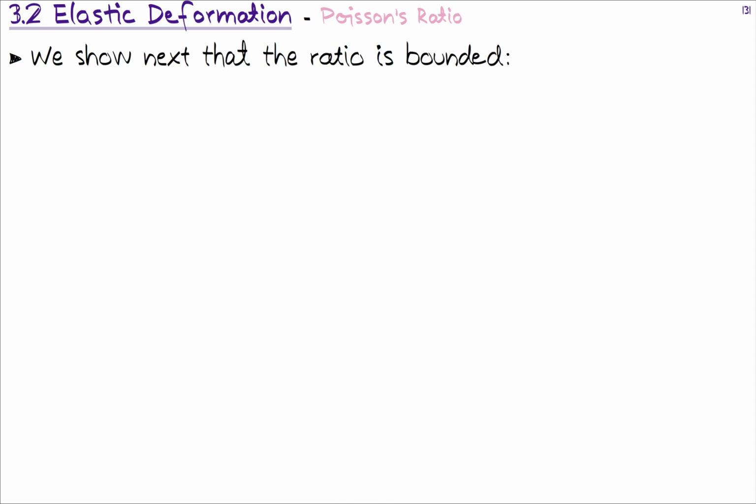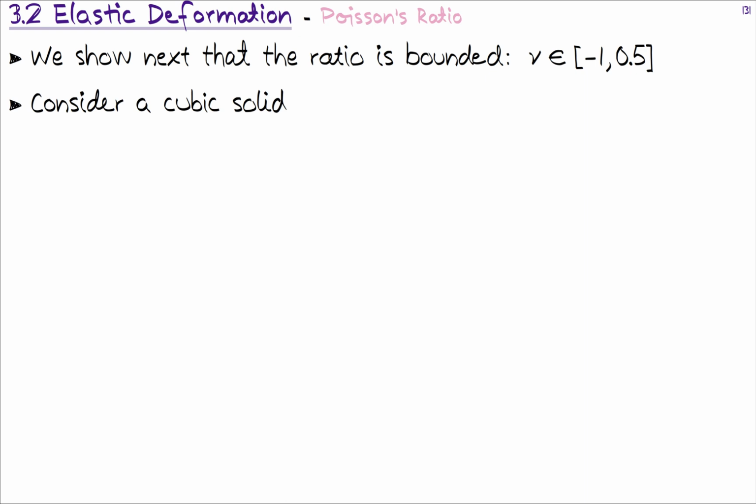Okay, let's now look into the mathematical properties of Poisson's ratio, and we will show next that it's actually a bounded parameter, and it's bounded into a range where it can get values from minus unity to positive 0.5, and we will show this next.